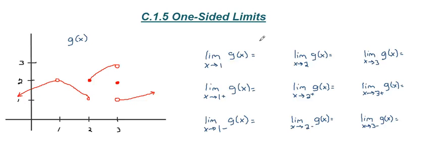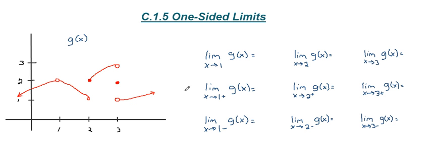Hello everybody, today we're going to talk about one-sided limits. One-sided limits are specific to what side of the function you're approaching. You're either approaching from the right or from the left. You'll see that with a little plus sign or a minus sign after the number which you're approaching.